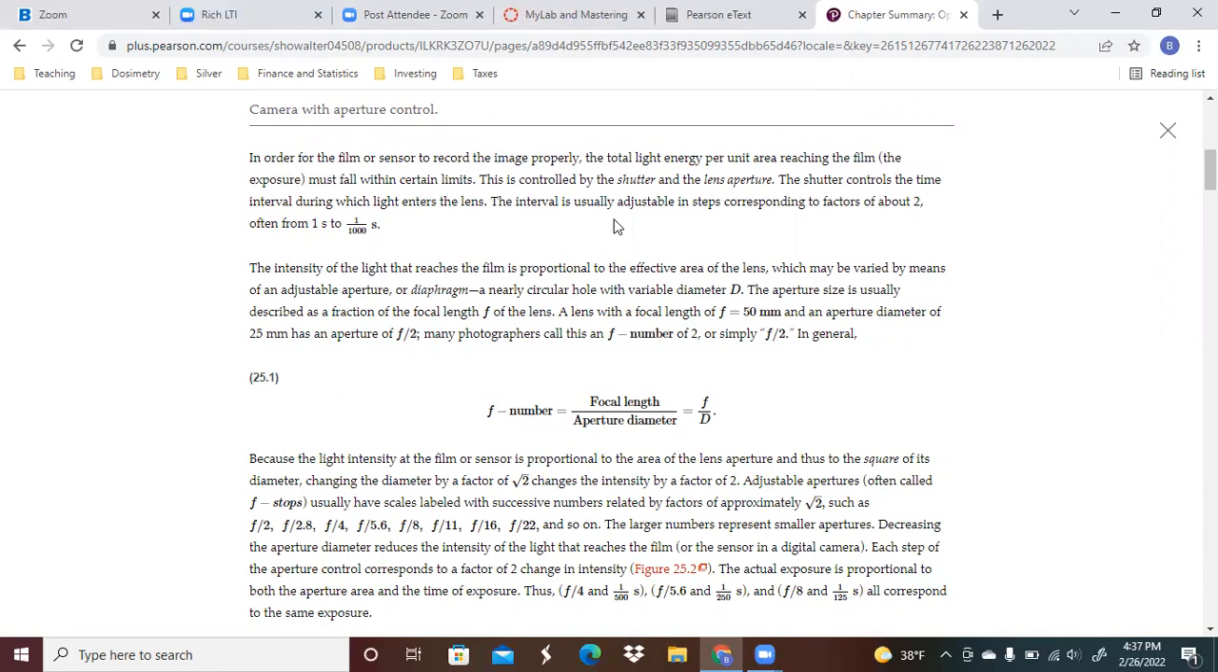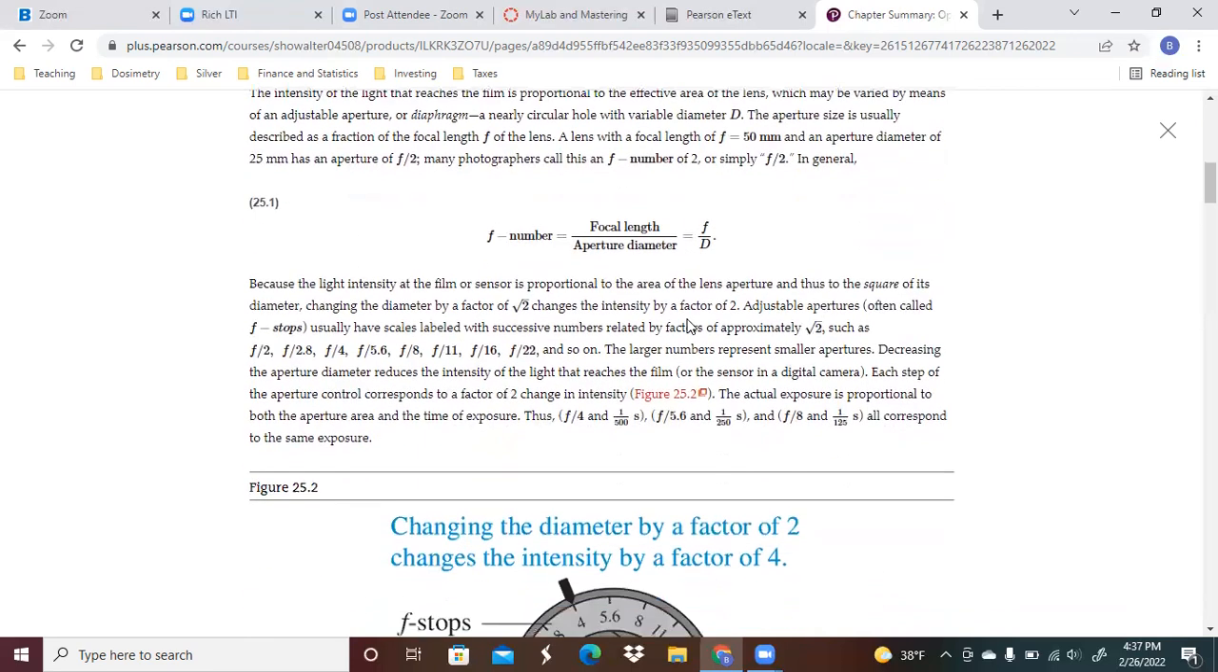So in order for the film or the sensor to record the image properly, the total light energy per unit area reaching the film, or the exposure, must fall within certain limits, and the shutter and the lens aperture help with this. The shutter controls the time interval during which the light enters the lens, and the interval is usually adjustable in steps corresponding to factors of about 2, often from 1 second to 1/1000th of a second.